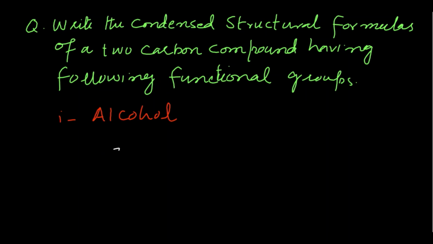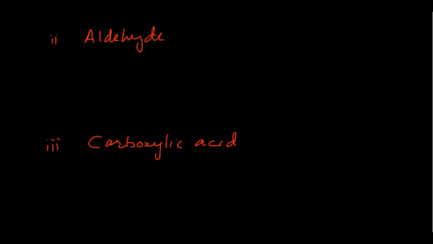Okay, so we will write the condensed structural formula for 2 carbon alcohol, that is CH3, CH2OH. This is the condensed structural formula of alcohol containing 2 carbon atoms. I hope this is clear. Now see the next molecule which is given.